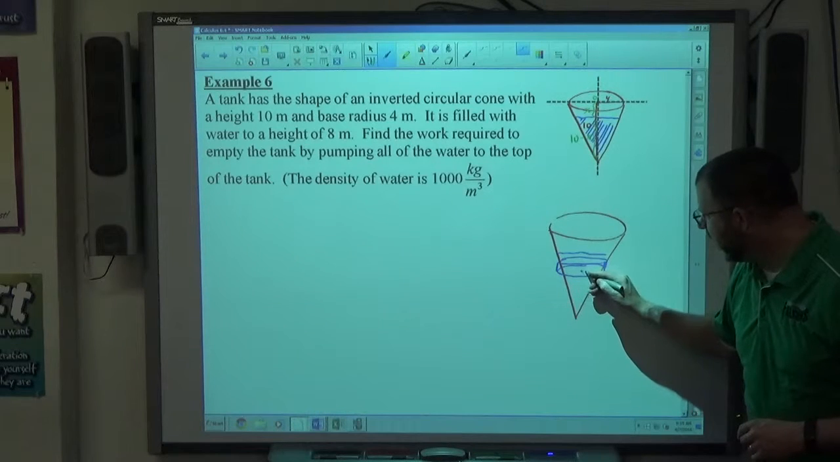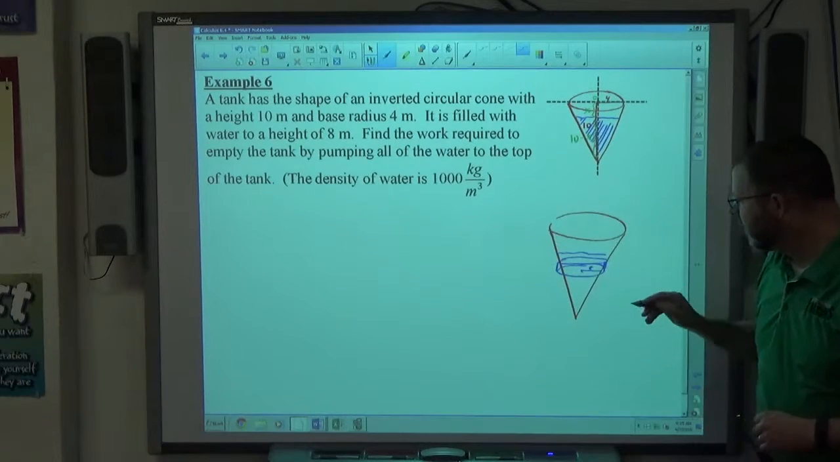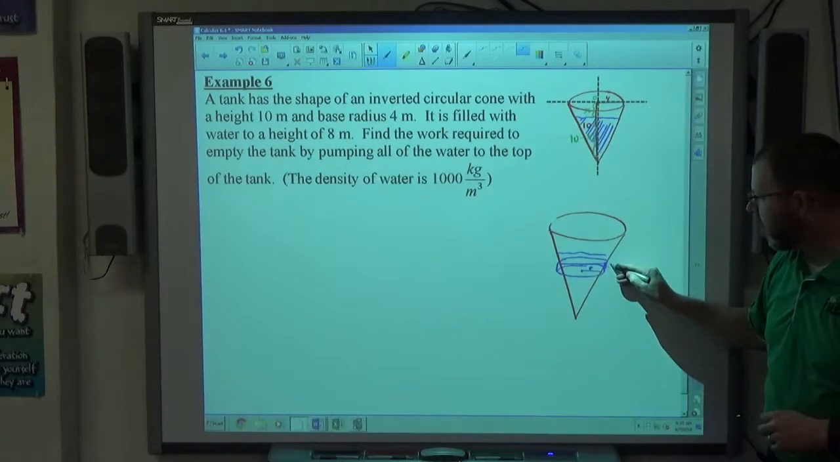The radius is right here of that. And the height of this disk I'm going to call delta x.